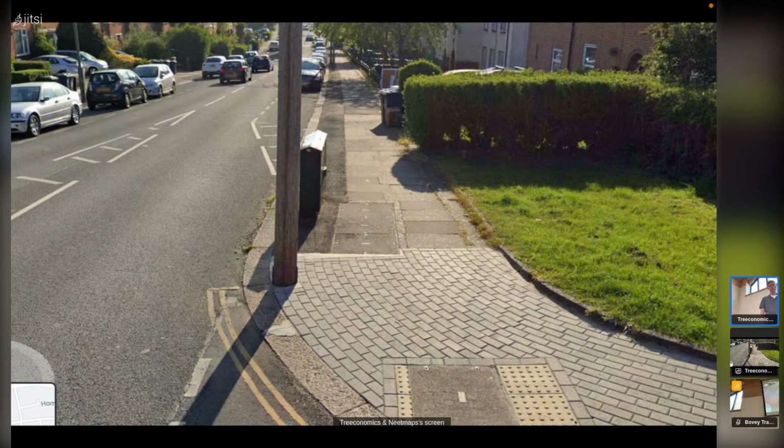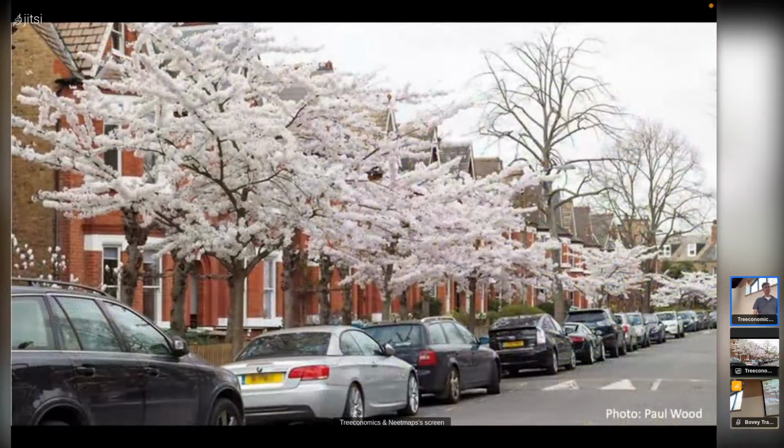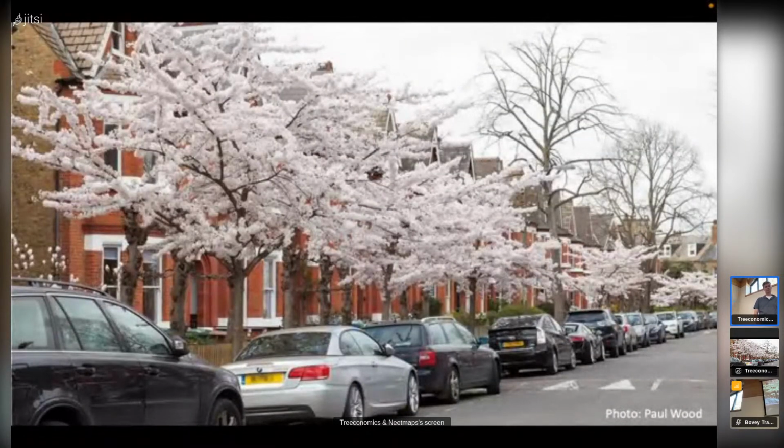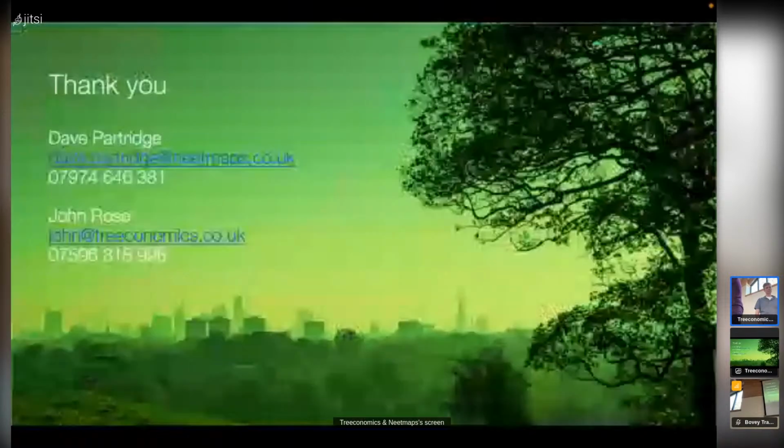And if we manage to do that, one day we'll end up with something that looks like this, transforming the street, arguably lifting property prices by 10 to 15%, because that's how much we will pay to live in a tree-lined street. And that concludes us.